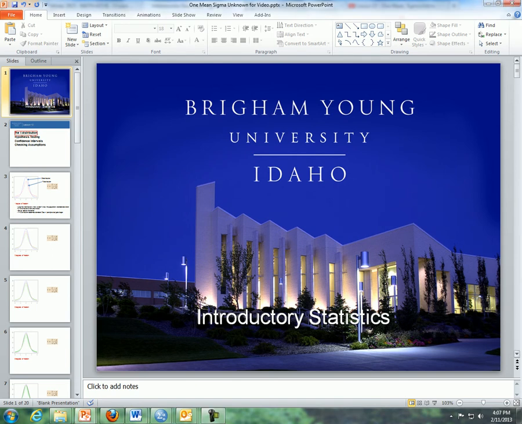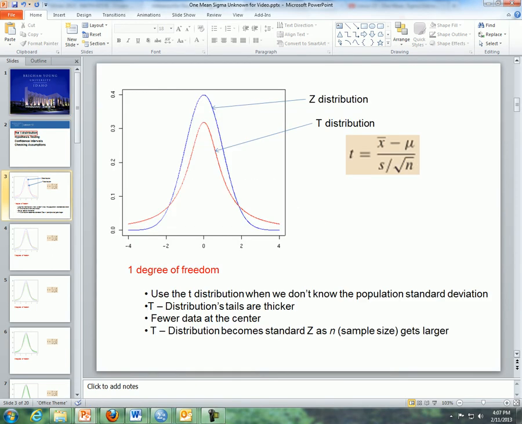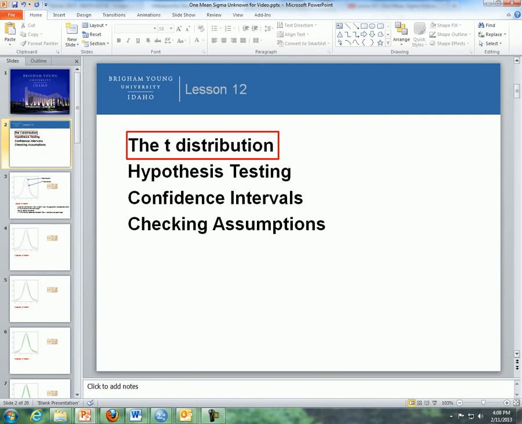And so for the outline for these videos, we'll be covering the t-distribution. We'll be comparing the t-distribution to the z-distribution. We'll be dealing with hypothesis testing and confidence intervals, and then checking assumptions when we are dealing with the one mean, sigma unknown procedure. So first of all, let's talk about the t-distribution.